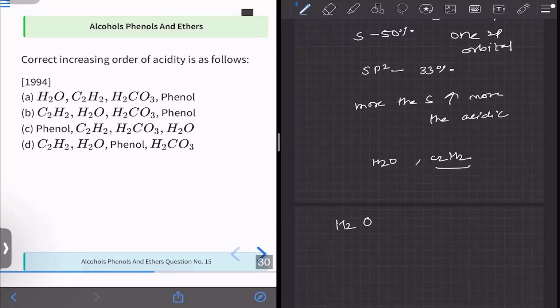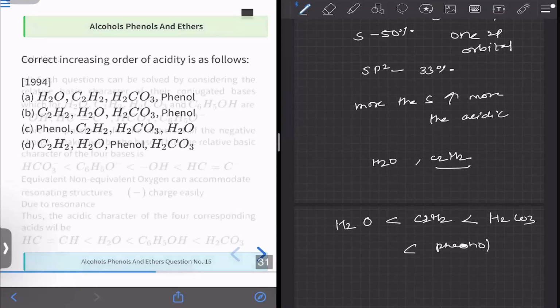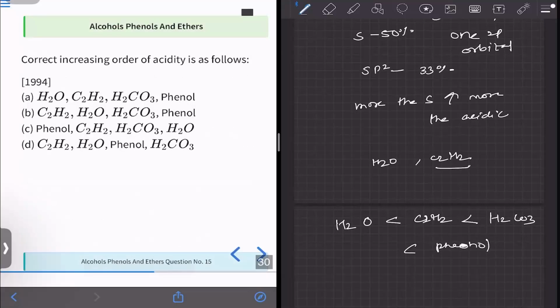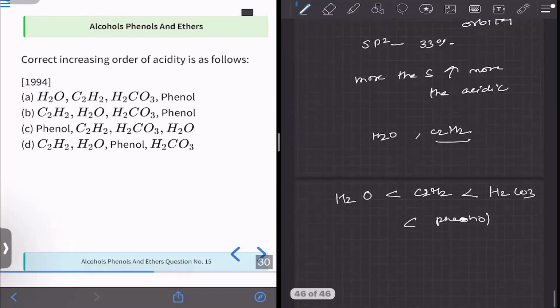So H2O is less acidic compared to C2H2, then H2CO3 and phenol. That is option A. Sorry, it is option D. They're asking increasing order, so it is option A.